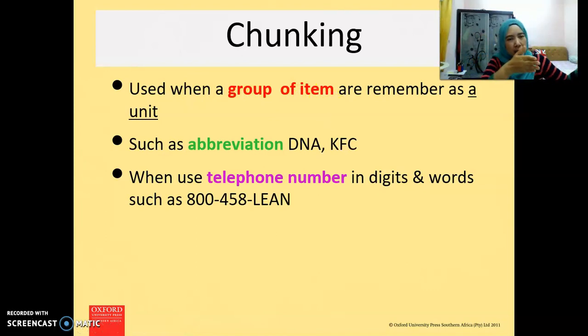You chunk it into a few pieces. We also use abbreviations. With abbreviations, we shorten long information into short information. And also, when you use telephone numbers in digits and words, for example, we tend to separate them with a dash, so that it's easy for us to remember instead of the whole long information.